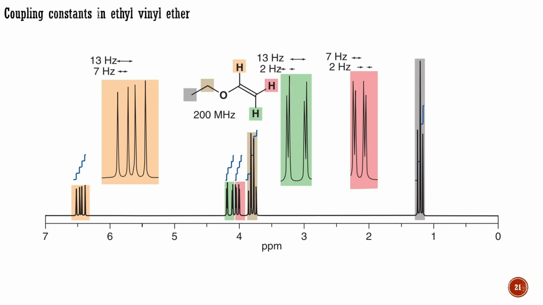In addition, the proton underlined in orange is on a carbon atom next to oxygen and so goes downfield, while the red and green protons have extra shielding from the conjugation of the oxygen lone pairs.